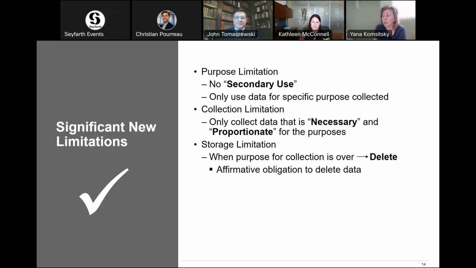The next important one that can be hard to commit to is collection limitation. A business should only collect personal information that is necessary and proportionate to achieve the purposes for which the information was collected, or for a compatible purpose.